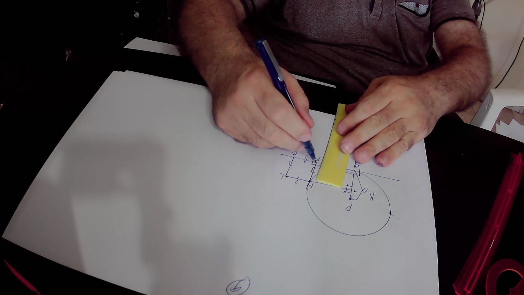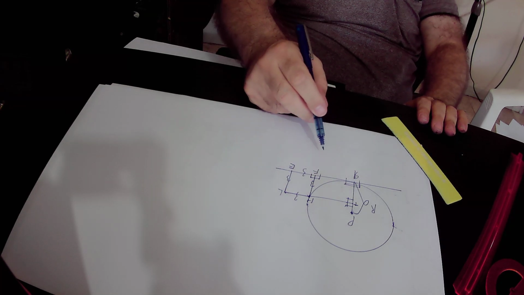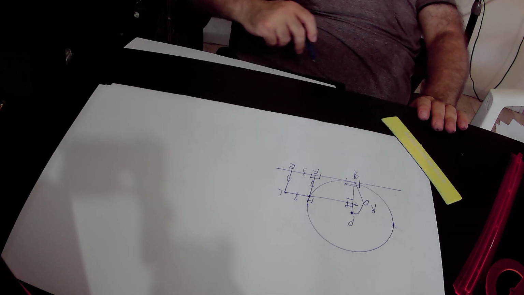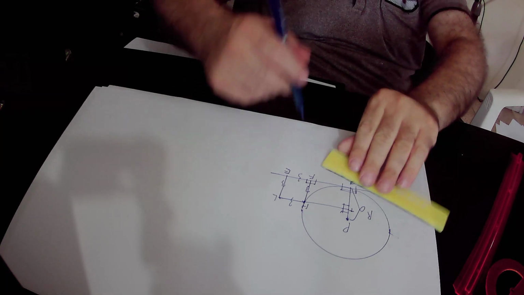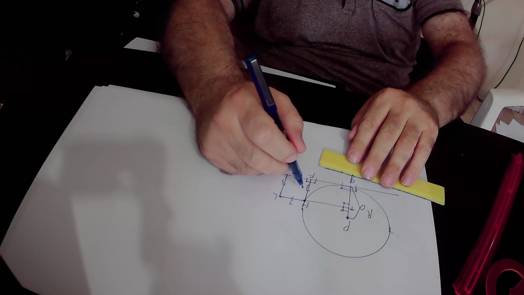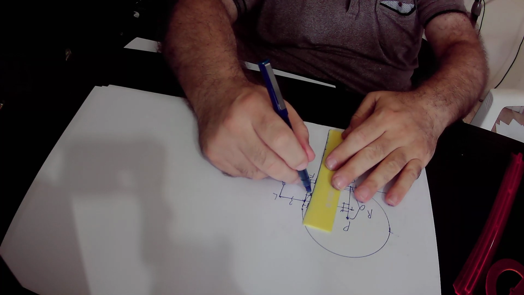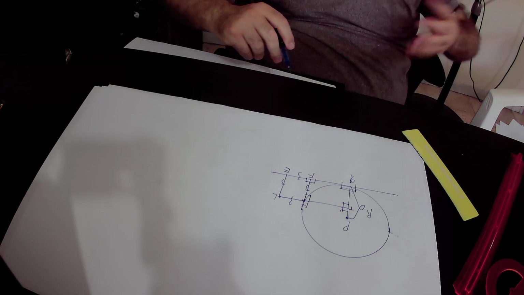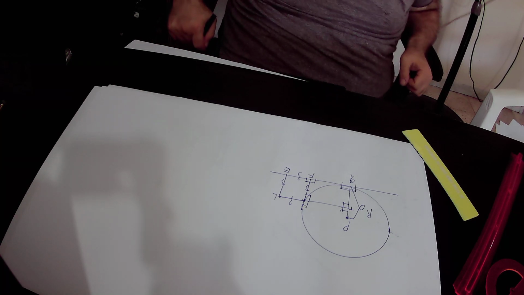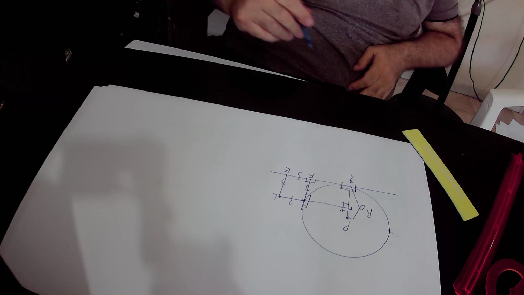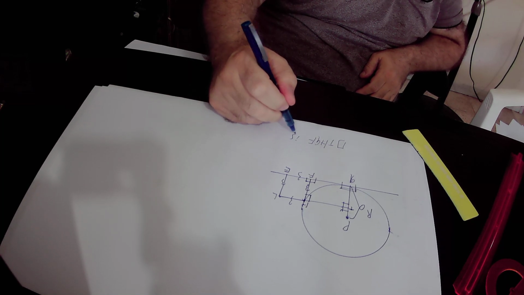So, inside quadrilateral THQF, we have 1, 2, 3 right angles. Repeat again, inside quadrilateral THQF, we have 1, 2, 3 right angles. Therefore, the fourth angle must also be equal to 90 degrees. So, inside quadrilateral THQF, we have 4 right angles. Therefore, quadrilateral THQF is a rectangle. Quadrilateral THQF is a rectangle because it has four right angles.